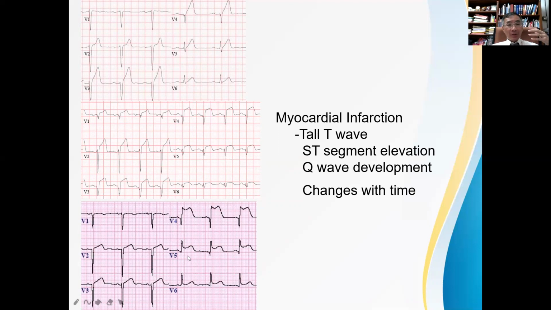So these are the changes of tall T wave, then ST elevation, and then the development of Q waves. So they all come one after the other. And of course, in the real life situation, they can come in different leads and be merged together.